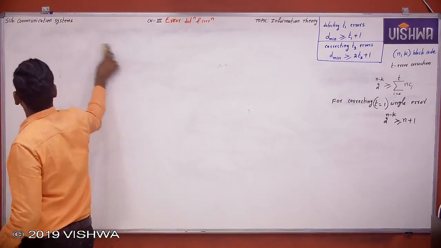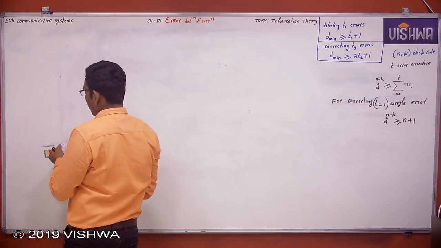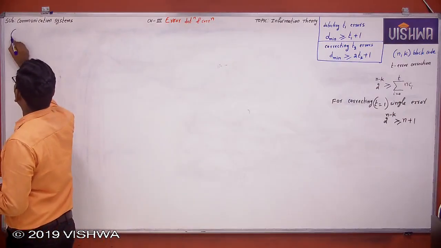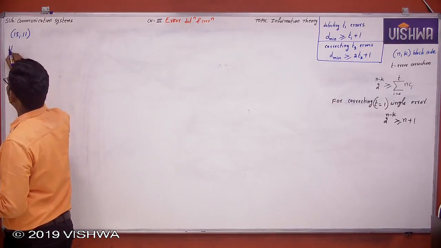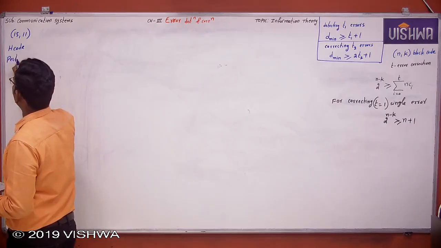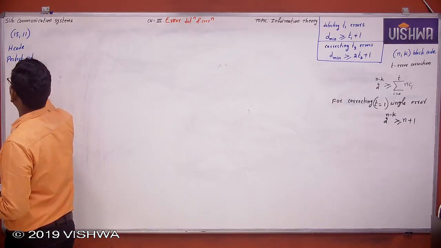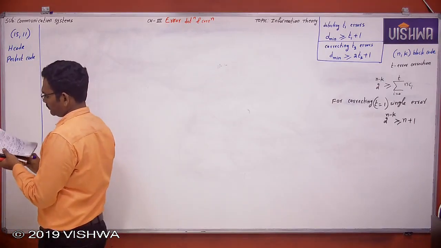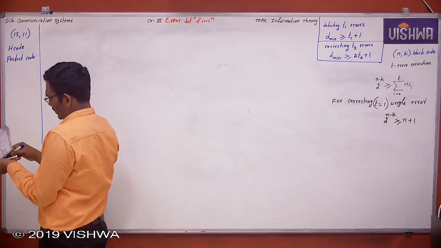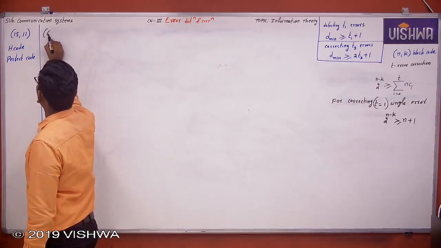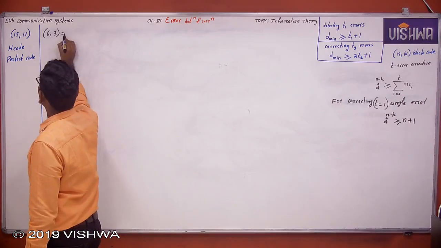And he is asking one question. Identify which of the following codes are Hamming codes. Now 15 comma 11, yes, this is the Hamming code, or perfect code. Just now we calculated this. This is one. And the next one is 6 comma 3. He is asking whether the 6 comma 3 block code is a perfect code or not. You have to identify.